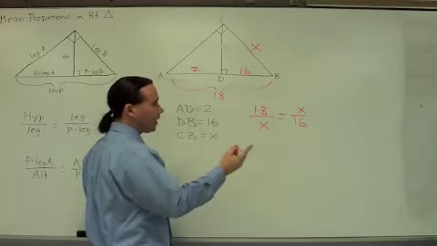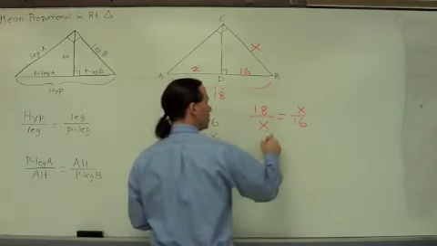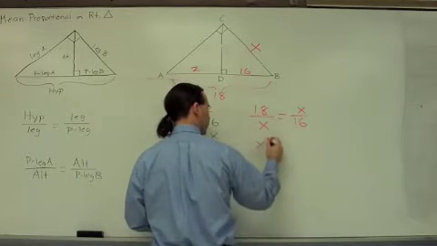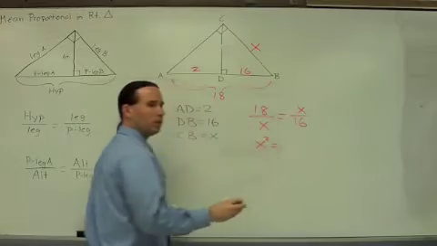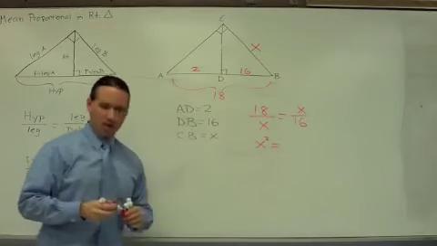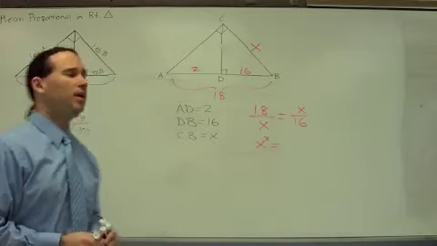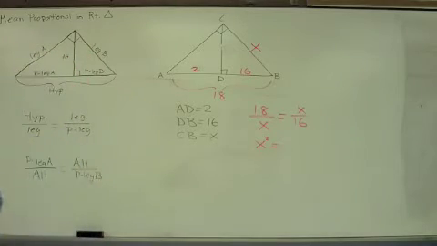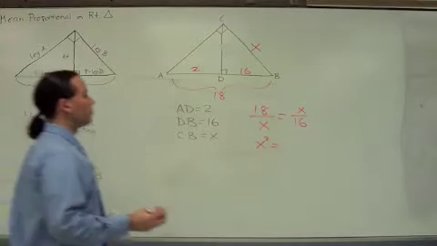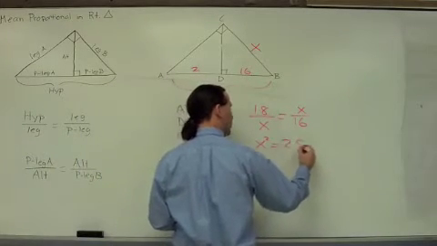Right? Now we cross multiply. So here we get x squared equal to 18 times 16. Well, that's kind of a big number. If you use a calculator, I believe that comes out to 288. Let me just double check. So we go to 288 here.